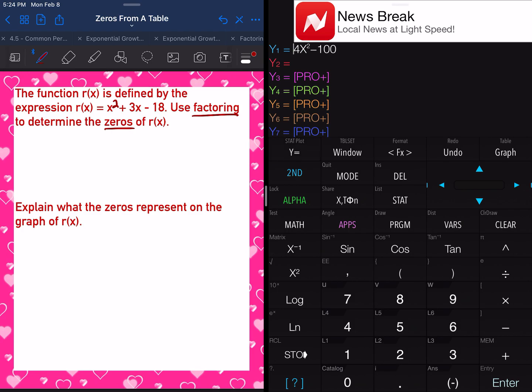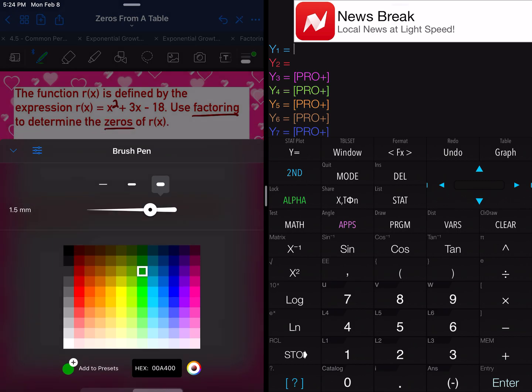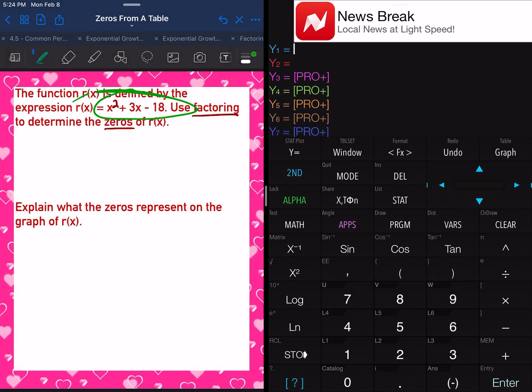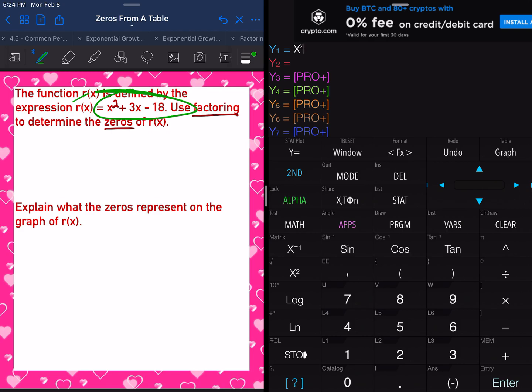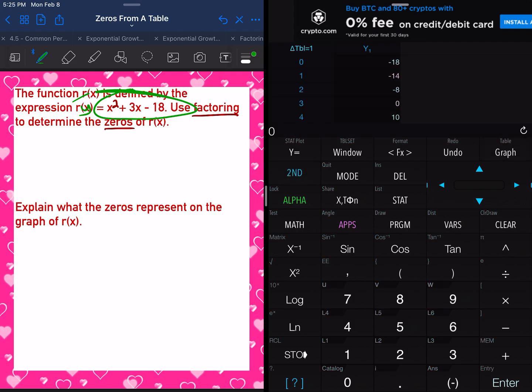So I hit y equals, clear everything out, type in my function, which is x squared plus 3x minus 18. R of x is the same thing as y equals, so I don't have to type that in. And I hit second graph. Do you see any zeros on this part of the graph? And what's the x value across from that 0? So one of them is x is 3.